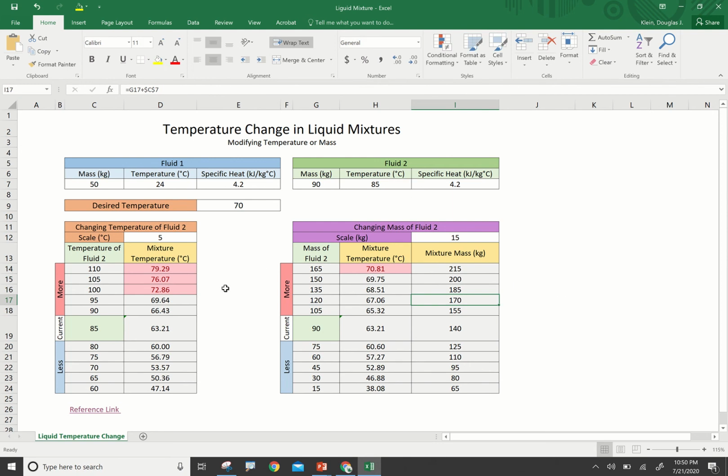I'm going to be able to see, all right, if I need this to be at 72 degrees, I'm going to need something between 95 and 100 as far as my temperature, if I want to just raise the temperature. Or I can increase the volume quite substantially, between 165 and 150. I can dial into that and get higher resolution if I want to, but this is going to lead me in the right path as I move forward.